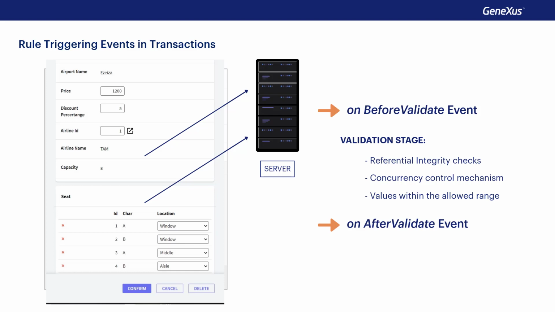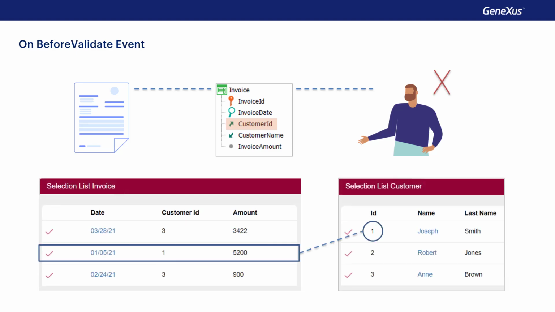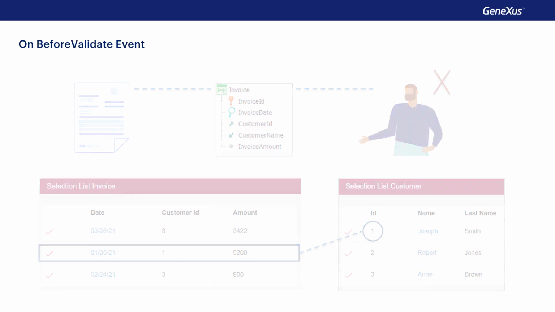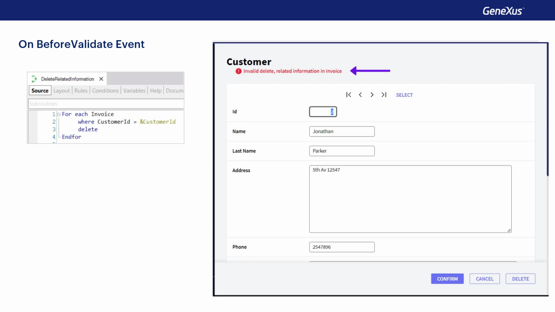Let's see an example of use of BeforeValidate. Let's suppose that we want to delete a customer from the system who has an associated invoice. When trying to do so, we'll see this error message, which indicates that it's not possible to perform the deletion because there's a related record in the invoice table. To solve this, we can call a procedure that deletes the related information from the corresponding table, so that there are no data integrity violations when trying to perform the deletion.